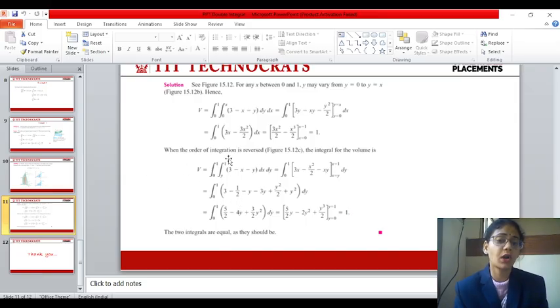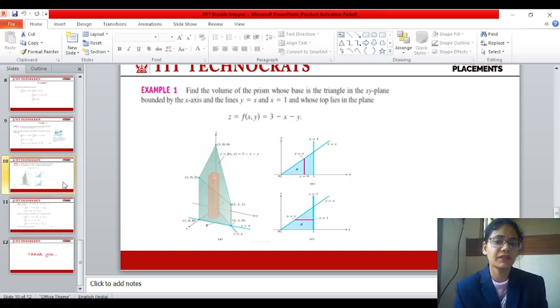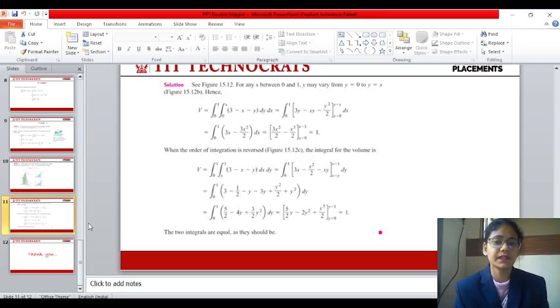Now when the order of integration is reversed, which means we are taking this strip, x is varying from y to 1. This is the lower limit of x, which is the line x equals y, and this is the upper limit of x, which is x equals 1. So x varies from y to 1 and y varies from 0 to 1. Let us put this. You can see here first dx is written, that means we are integrating this function with respect to x. The lower limit of x is y and the upper limit is 1.